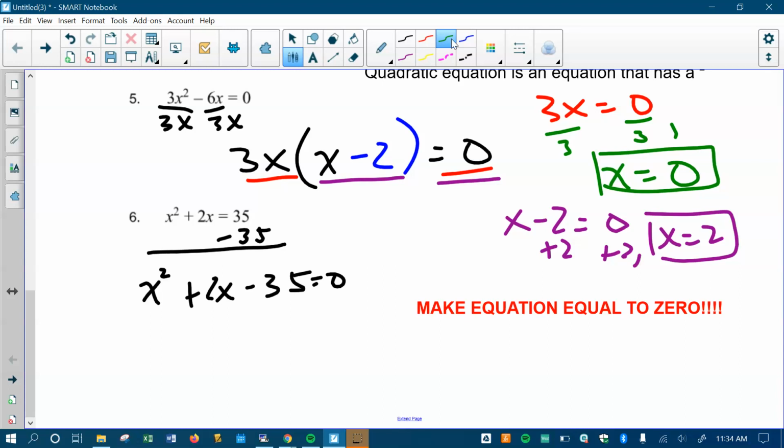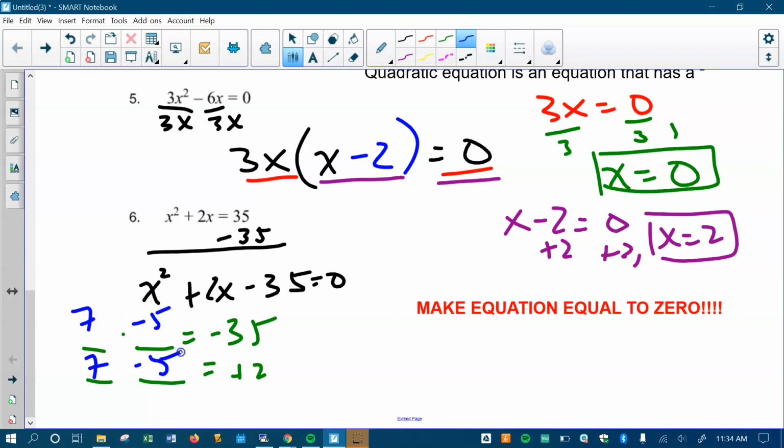Okay, hopefully you tried this on your own. The Foster method means you need something times something to equal negative 35. You also need something and something plus something to equal a positive 2. I believe those answers are going to be 7 and negative 5. Which means that our factored form is going to be x and an x. And then it looks like we're going to have a plus 7 and a minus 5. And this should still be equal to 0.